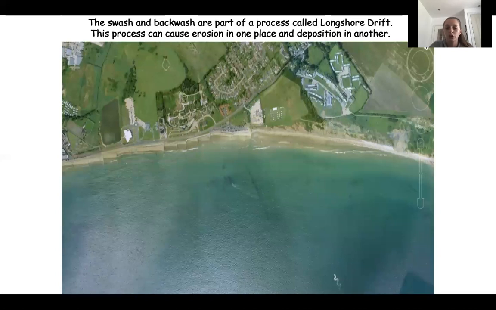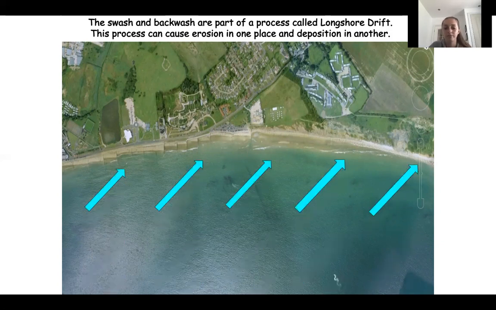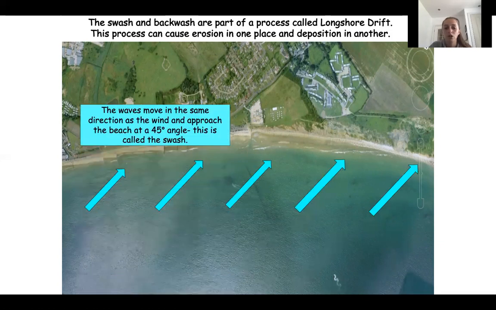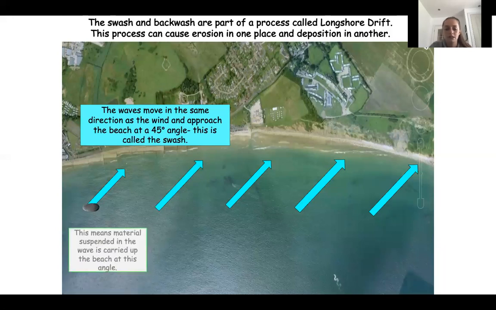So the process of swash and backwash are part of this process called longshore drift, and this process can cause erosion in one place and deposition in another. All the waves approach the beach at a 45-degree angle, and this is the swash. This means material suspended in the wave is carried up the beach at that angle. The waves that you saw at the beginning with that material are approaching the beach at a 45-degree angle through swash, and they're carrying that material up with them.